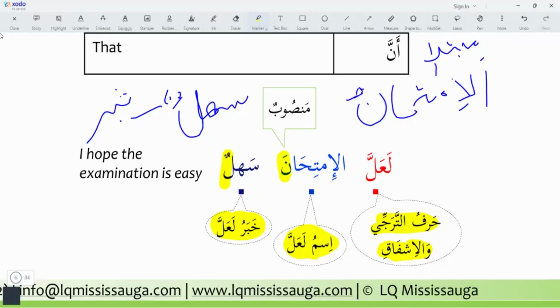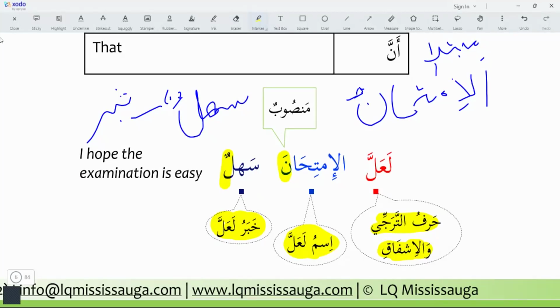Same we can use with the pronouns also. As we learned inna with the pronouns, we can use la'alla with the pronouns also.